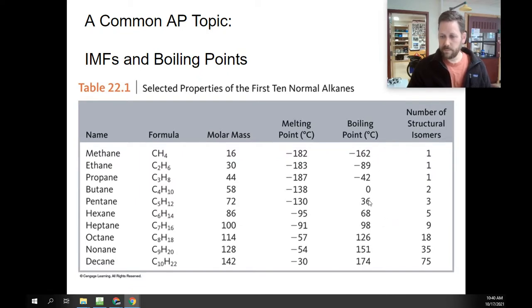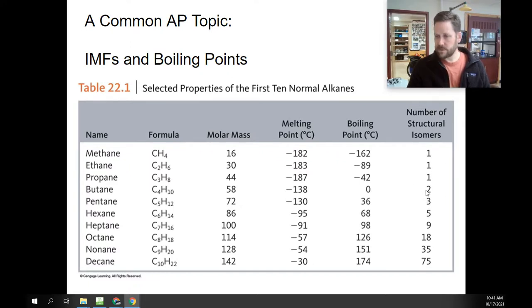So why is the boiling point increasing as we get a larger and larger carbon chain? It doesn't really have to do with molar mass. It has to do with the size of the molecule and the polarizability of the electron cloud. So this is just another example of how some of these AP chemistry topics are illustrated well with organic compounds. And the point about isomers also comes up here.